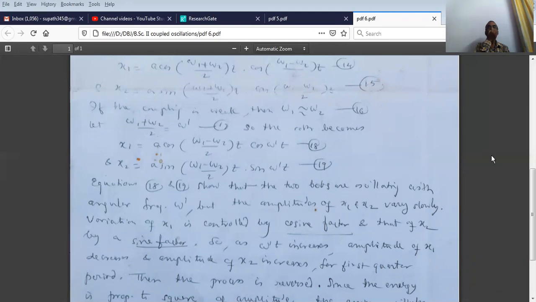Similarly, x2 equal to a sin ((omega 1 minus omega 2) divided by 2) into t multiplied by sin omega dash t, where omega dash equal to (omega 1 plus omega 2) divided by 2. Okay, up to this point?